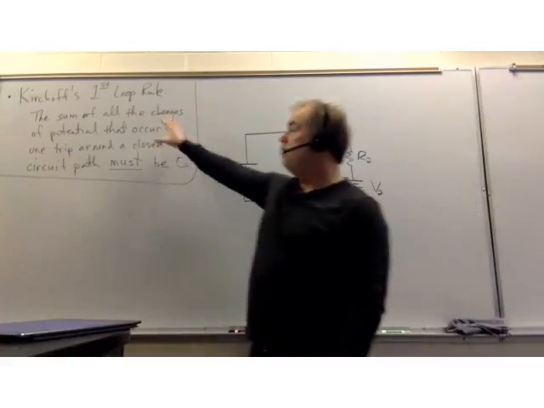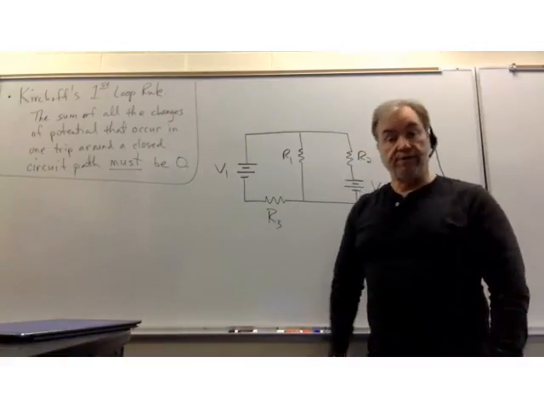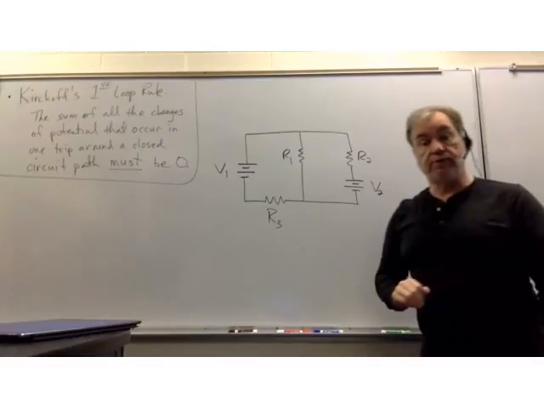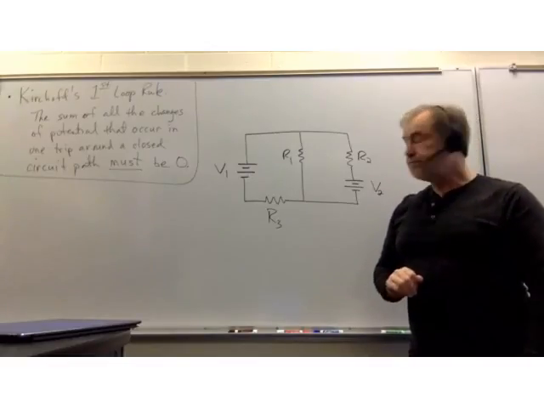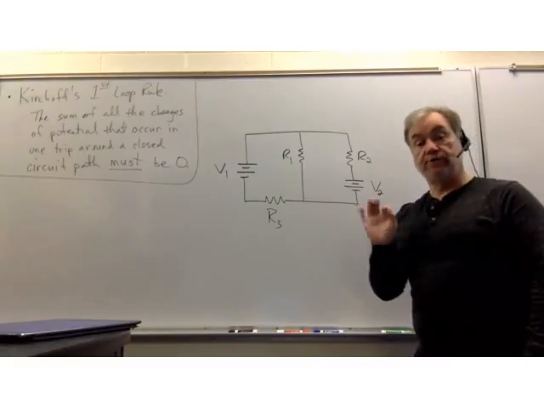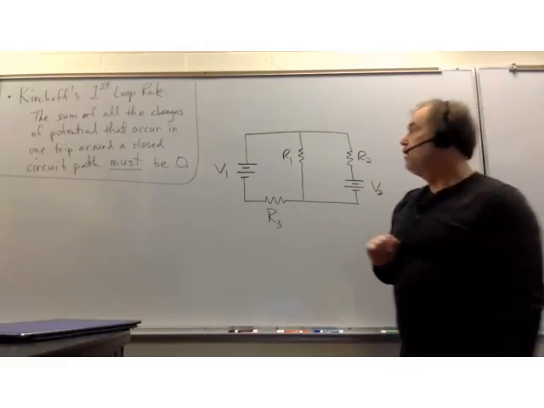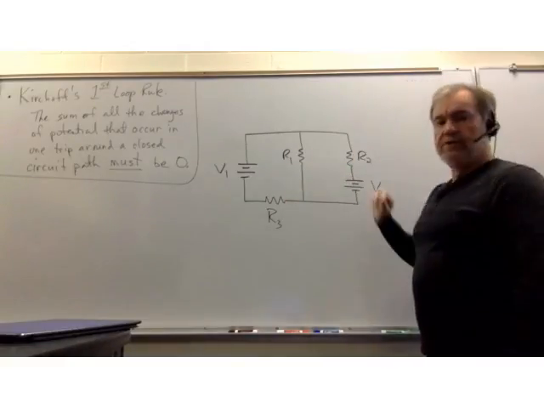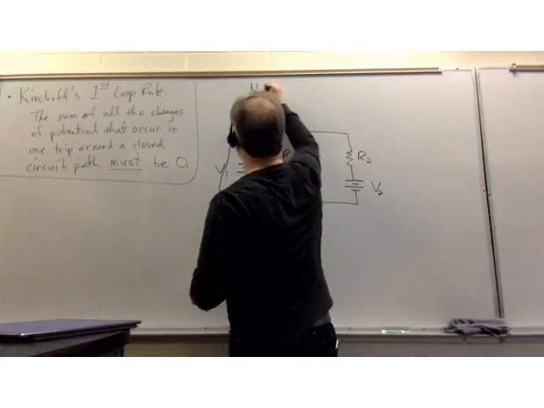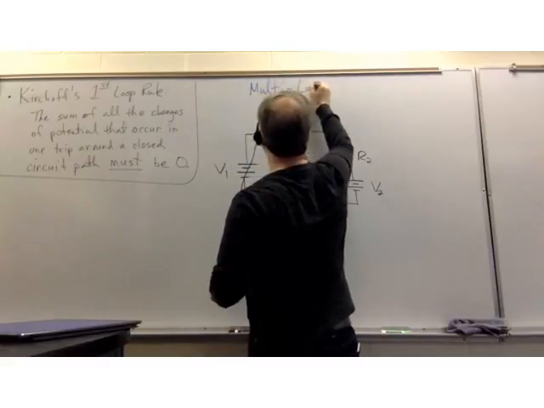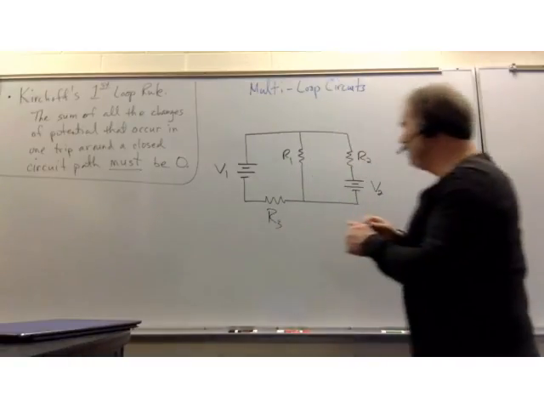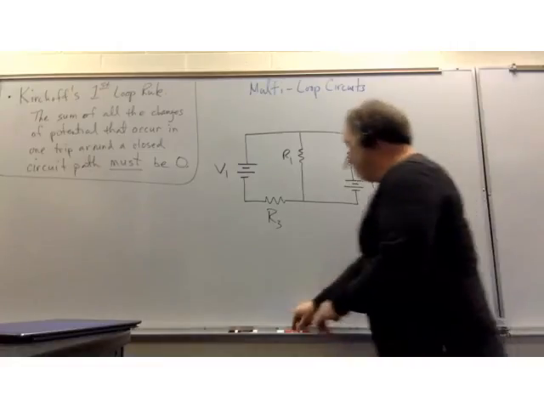Kirchoff's first loop rule was a statement about how conservation of energy is applied to a circuit path. The net change of potential when you traverse a closed circuit loop has to be zero. The key point being there that the path that you traverse has to be closed. You have to start and end at the same point within your circuit. So we talked about that, and it still applies here to this so-called multi-loop circuit. That's what this thing is called. Multi-loop circuits.